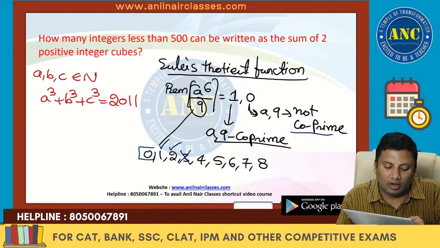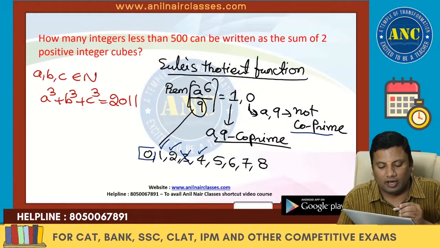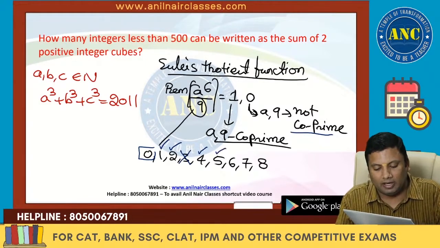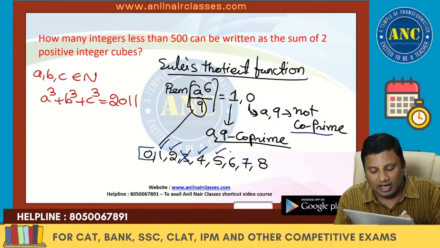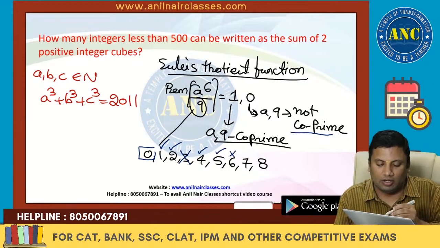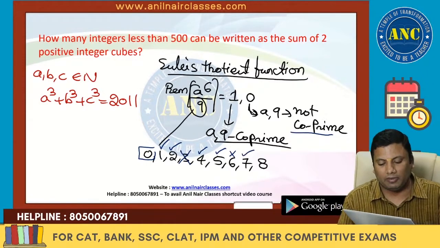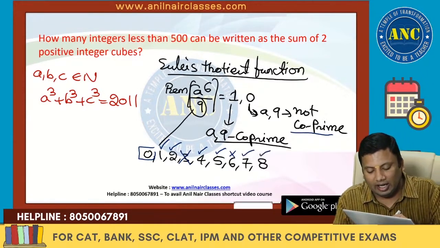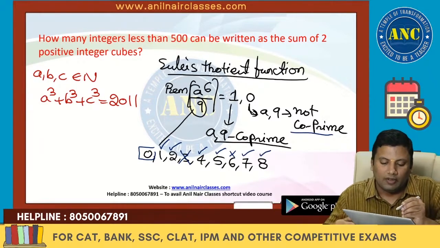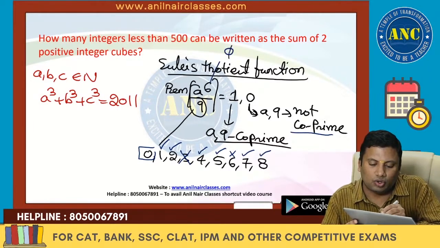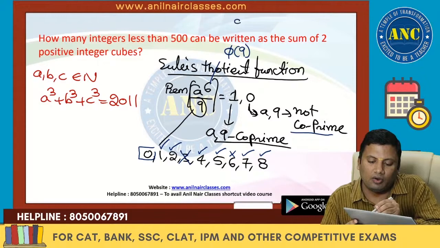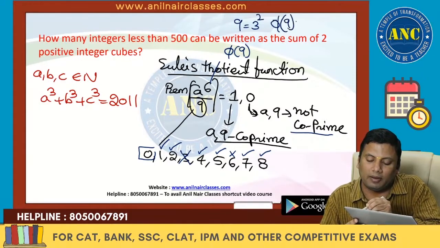4 and 9 are co-prime. Directly it is 1. 5 and 9 are co-prime. Directly it is 1. 6 and 9 are not co-prime. It is 0. 7 and 9 are co-prime. Directly 1. 8 and 9 are co-prime. 1. So this 6 is nothing but the totient function of 9. How did you get 6? 9 is 3 square, and the number of numbers which are less than n and co-prime to n is nothing but 6.